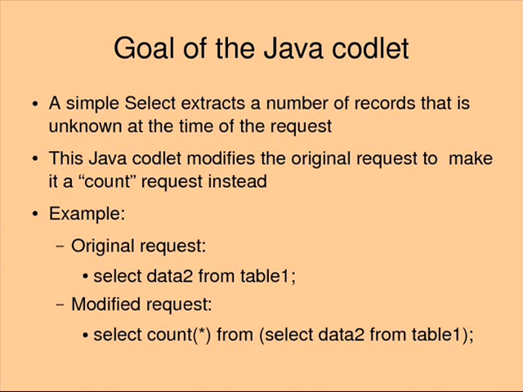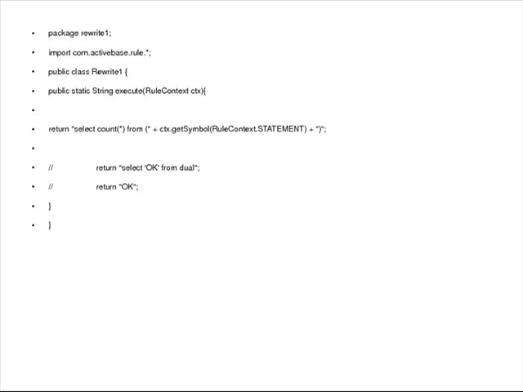For that, you are going to modify the original statement and make it count instead of extract, as you can see on this slide. Let's see now in more details the codlet itself. As per Actve-Base API specifications, you can either execute a Java codlet in the Mature section or in the Action section of the rule. We are going to do it in the Action section.